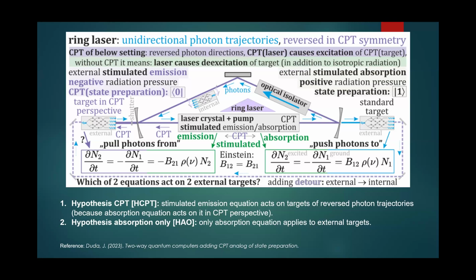The bottom of the diagram displays Einstein's equations for stimulated emission and absorption, which are central to the experiment. The question we're primarily addressing is which of these two equations acts on our two external targets. This is really the fundamental distinction between HCPT and HAO. I should also mention that the setup includes a detour, and this modification could potentially transform our external targets into internal ones, which may affect which equations apply.